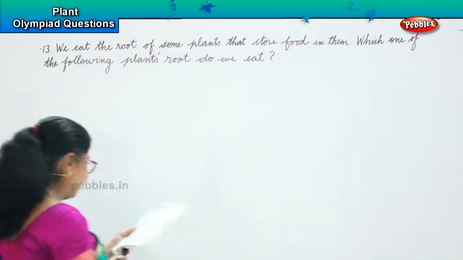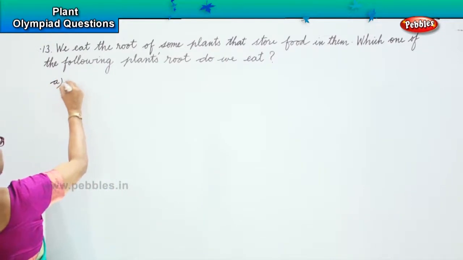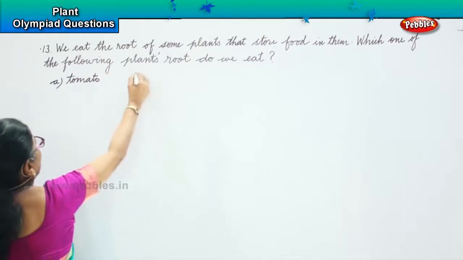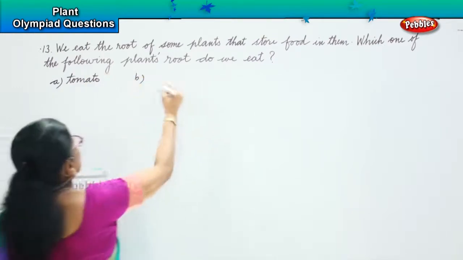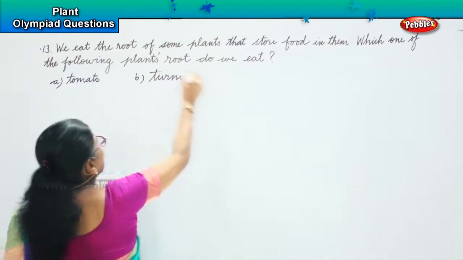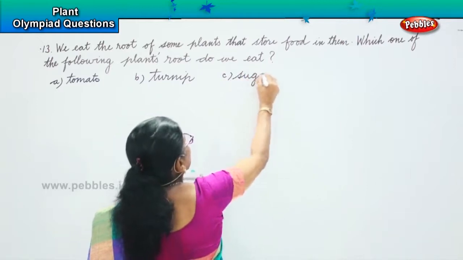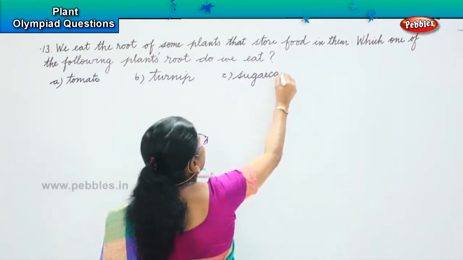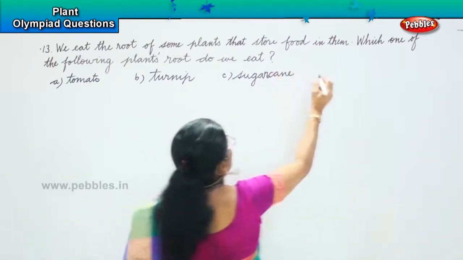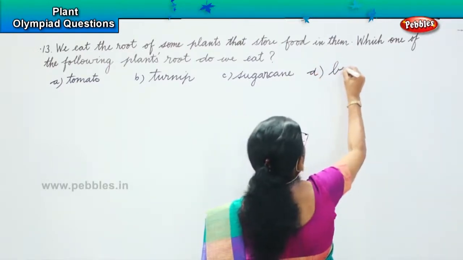All right? Now, option A, tomato. Option B, turnip. Option C, sugarcane. And option D, brinjal.